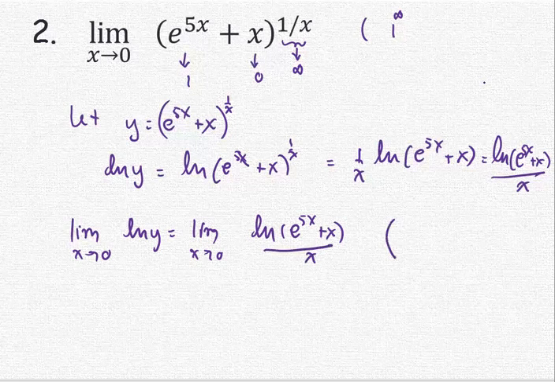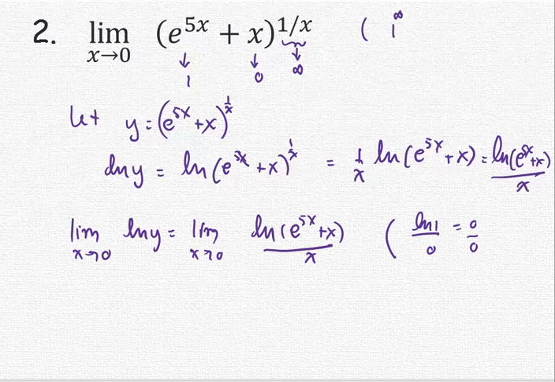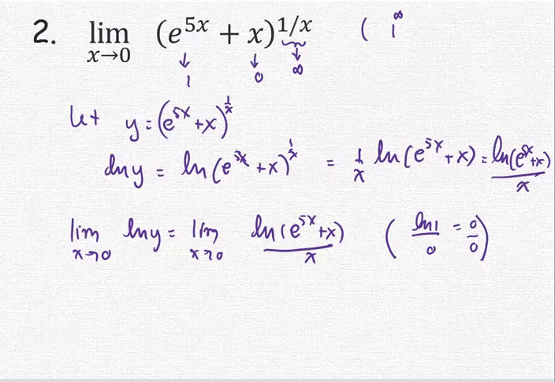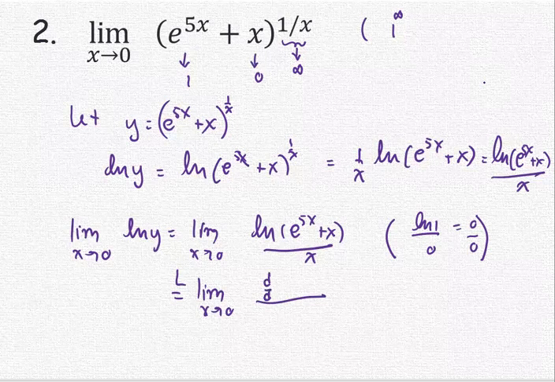Check the indeterminate form of the expression on the right-hand side. As x approaches 0, the numerator approaches the natural log of 1, which is 0, and it is divided by 0, which is a quotient indeterminate form to which we can apply L'Hopital. So the next step, we are going to find the limit of the derivative of the numerator divided by the derivative of the denominator.